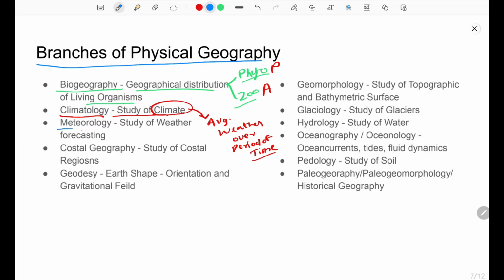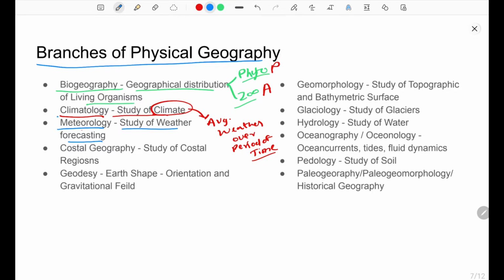Coming to next branch, meteorology. Meteorology deals with weather forecasting. Weather is the present atmospheric status, we call it as weather, whereas climate is the average weather conditions over a period of time.